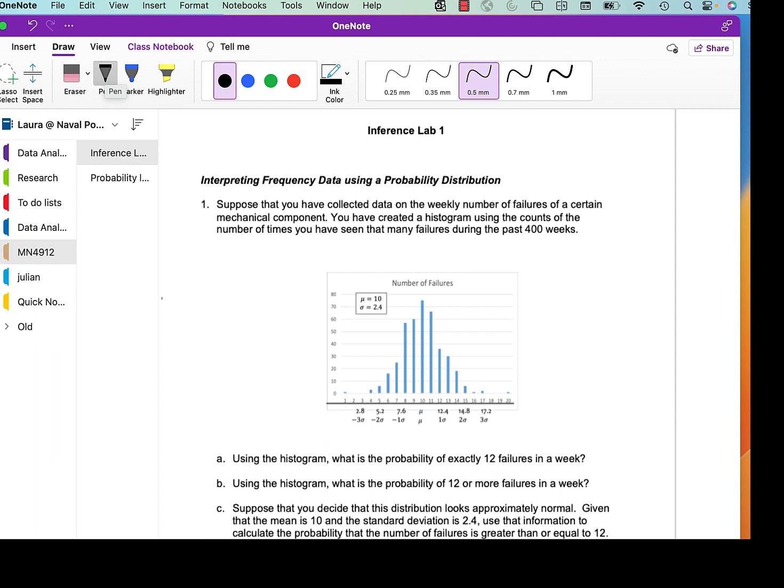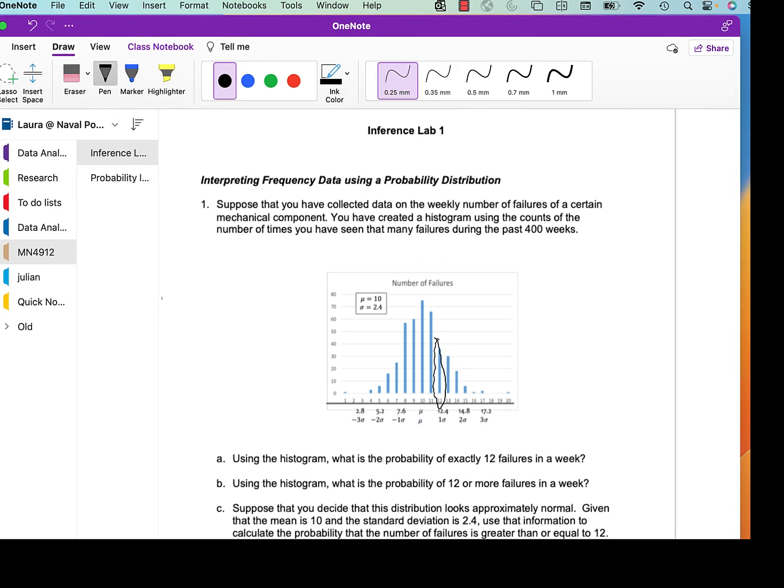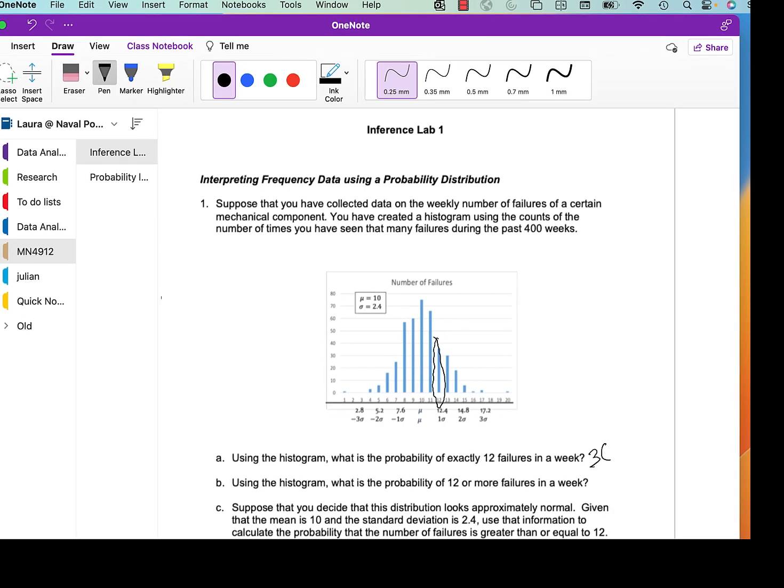Here it says that suppose we've collected data on the weekly number of failures of a certain mechanical component. You've created a histogram using the counts of the number of times you have seen that many failures during the past 400 weeks. So using the histogram, what is the probability of exactly 12 failures in a week? So that's just asking us to look at this one little bar here of 12. And that looks like it's about 35, let's say 36.